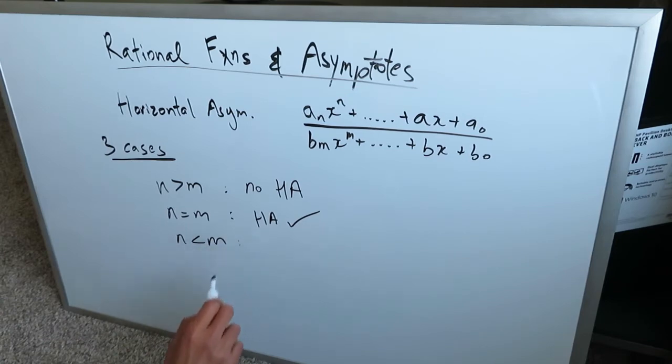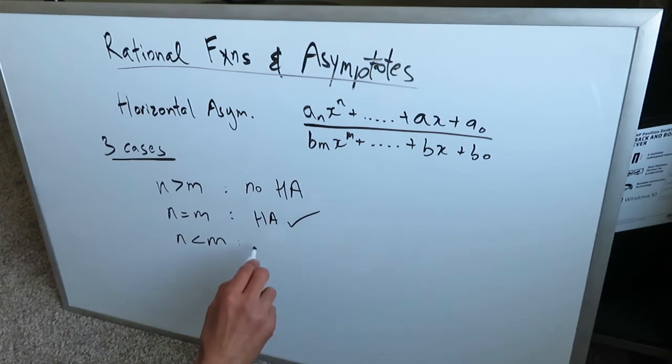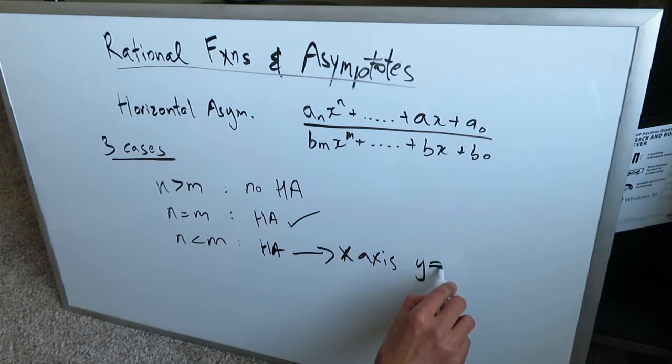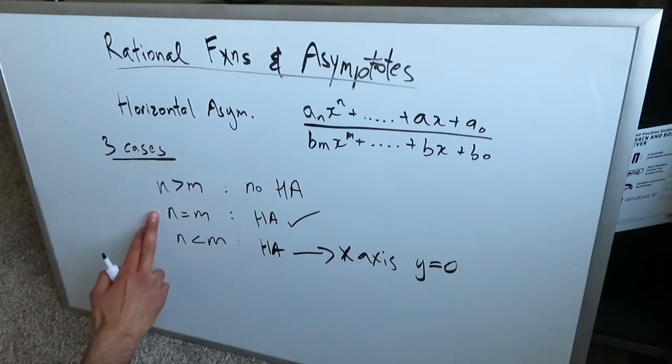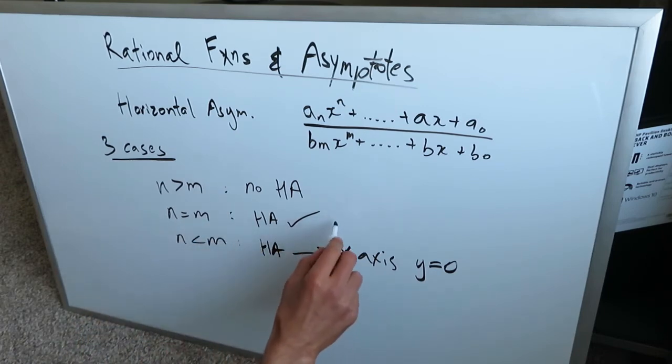If the order n is less than the order of m, you will have a horizontal asymptote, but it'll always be your x-axis. In this case, your x-axis is your standard horizontal asymptote, which is always represented by y equals 0. So keep these 3 cases in mind, and you can look them over here before I flip to the next part of this video. N is larger than m, no horizontal asymptote. N is equal to m, there is a horizontal asymptote, and you have to actually determine what that is.